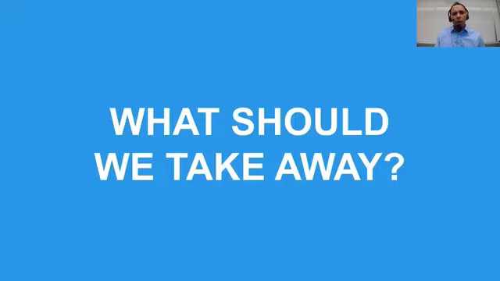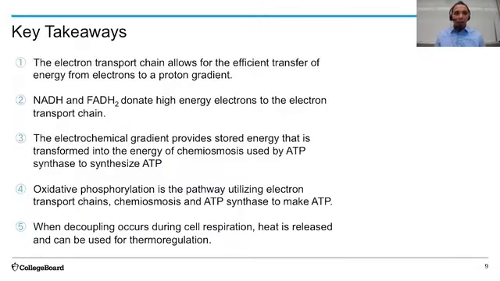So what should we take away? Key takeaways, there's a lot here. So one, the electron transport chain allows for efficient transfer of energy from electrons to a proton gradient. So again, that efficient transfer. Our carrier molecules, NADH and FADH2, donate these electrons to the electron transport chain. And then by donating these electrons, they help the electrochemical gradient provide stored energy that is transformed by chemiosmosis, used by ATP synthase to synthesize ATP.